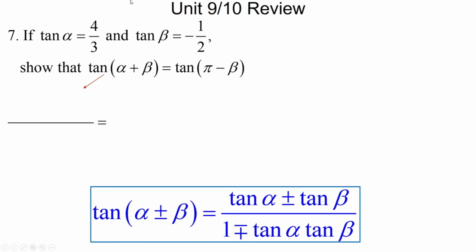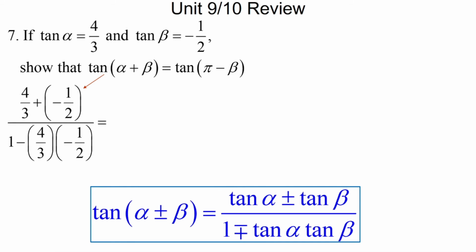So on the left, I'm going to have a tangent of alpha, which they gave me tangent of alpha is 4/3. All right. And I have a plus, so I need a plus there. And then tangent of beta, which is that negative 1/2. Over 1. And then I have a minus here. Note the plus minus, the minus plus. And then tangent of alpha times tangent of beta, or 4/3 times negative 1/2. Okay, that's my first step on the left.